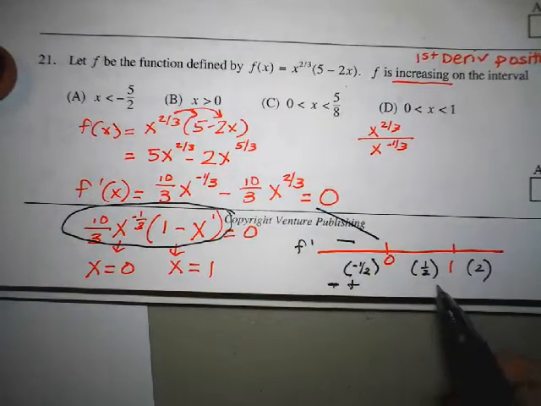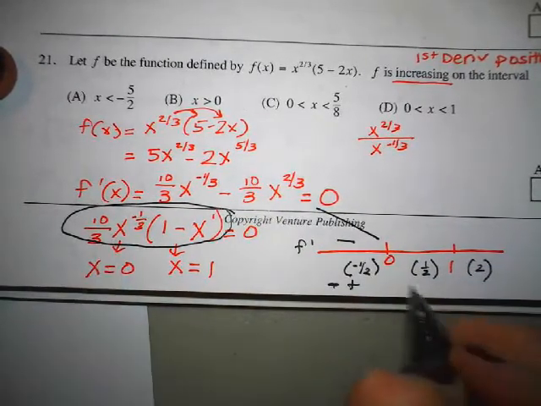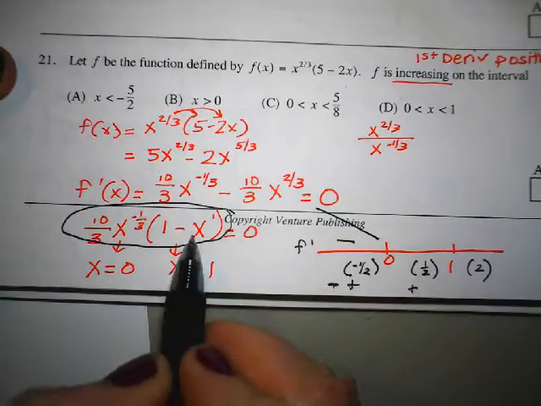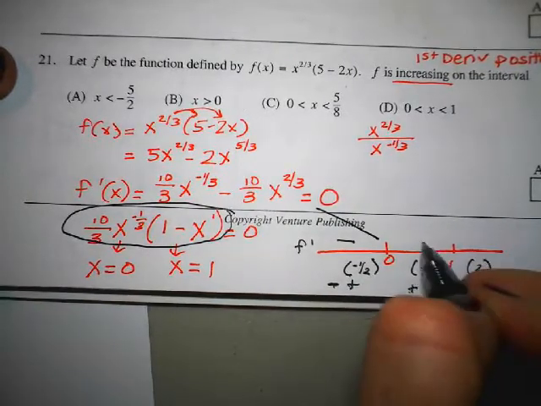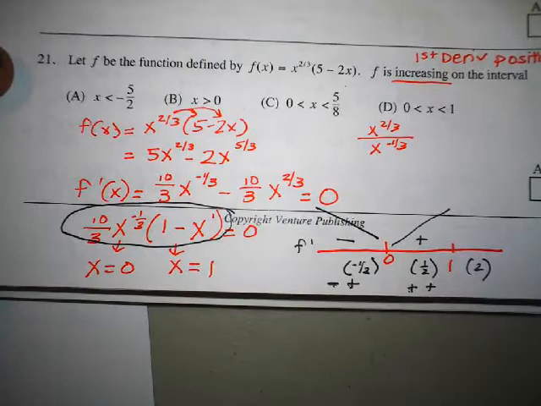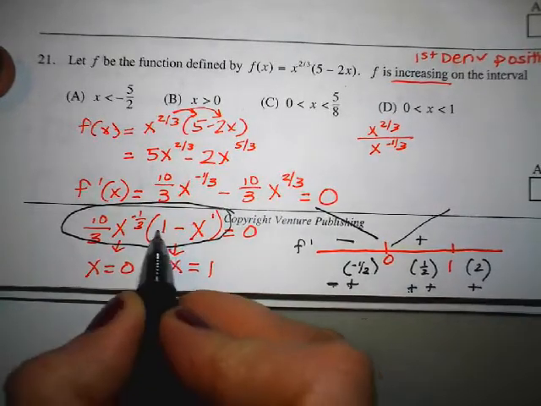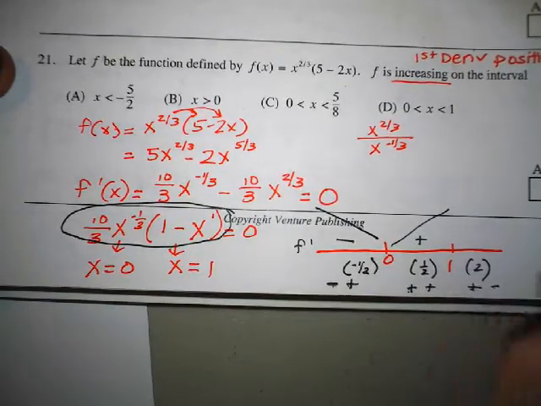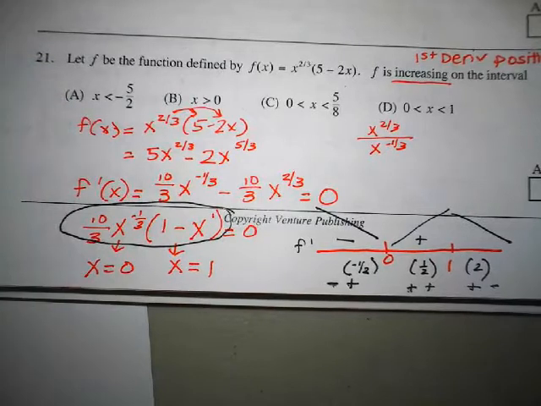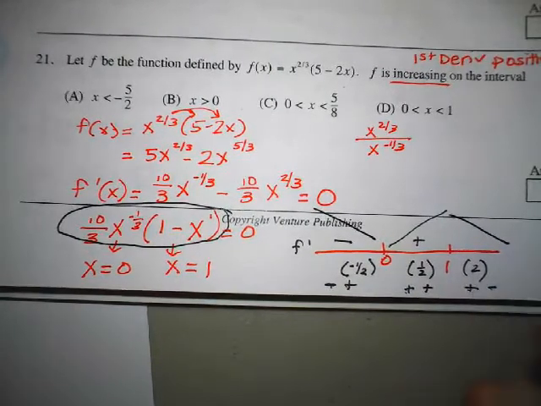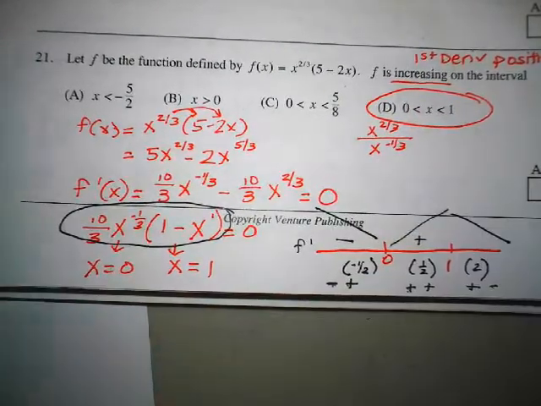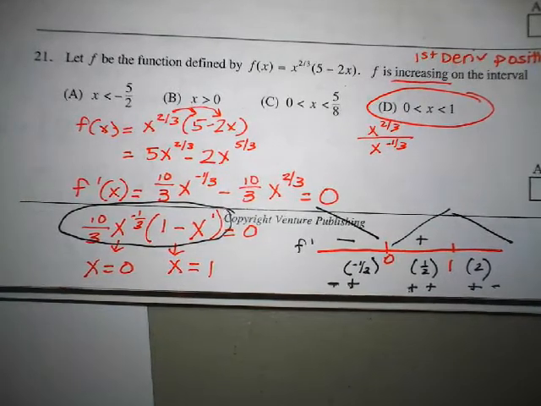If I put 1/2 in, the cube root of positive 1/2 is positive, and 1 minus 1/2 is positive, so positive times positive is positive, it's increasing. And then lastly, if I put 2 in, the cube root of 2 is positive, but 1 minus 2 is negative, and a positive times a negative is negative. Question was asking where is it increasing, and so where is that derivative positive, and it's going to happen between 0 and 1. So D is going to be my correct answer here.